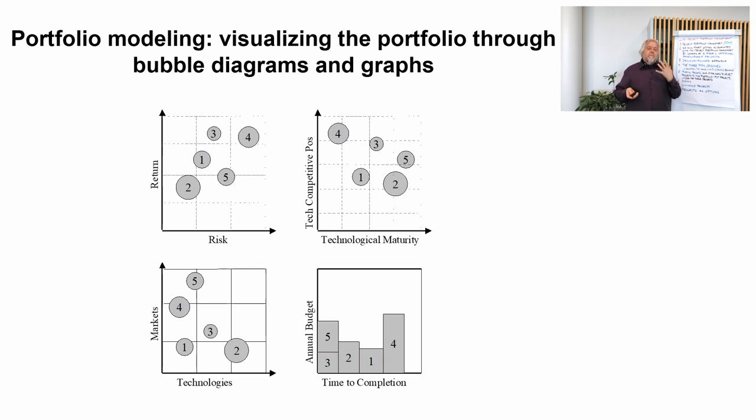But each of these bubble diagrams include not only two dimensions, but actually implicitly several dimensions. For example, the size of the bubble refers to the resourcing of the project, in terms of cost or man hours or some other measure of resourcing. Then we can have the color of the bubble, and the color might refer to project type.